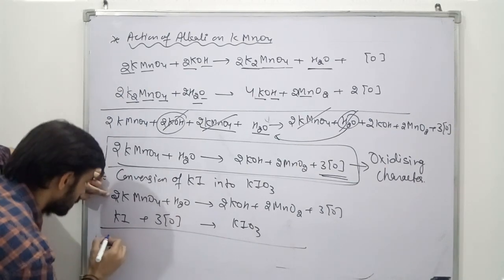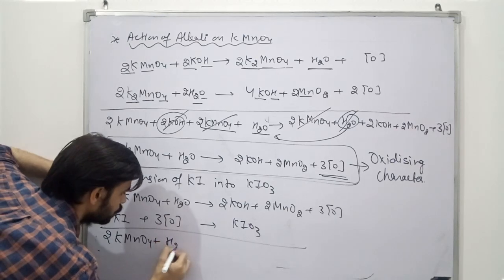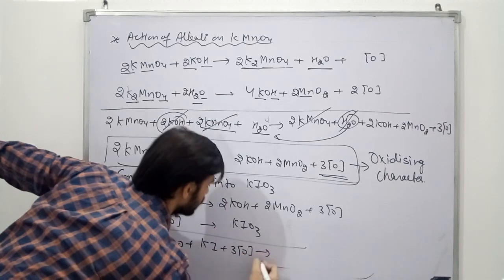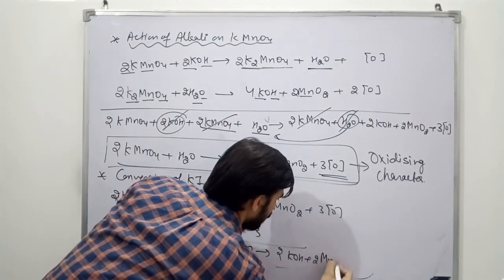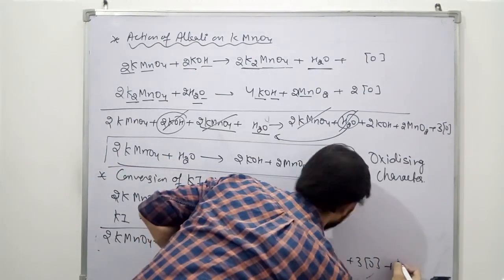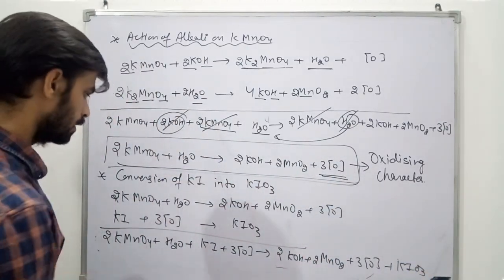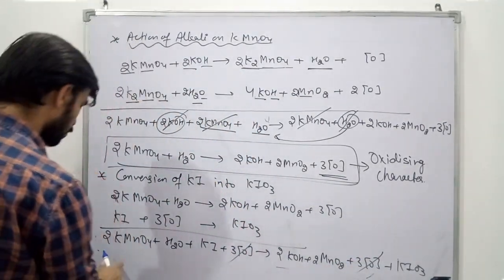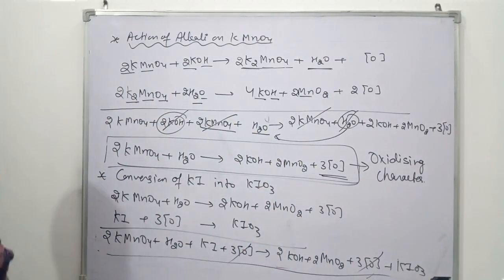So the overall reaction is twice of KMnO4 plus H2O plus KI plus 3 nascent oxygen gives twice of KOH, twice of manganese oxide plus 3 times of nascent oxygen plus KIO3. The nascent oxygens cancel out. So this is your overall balanced equation.